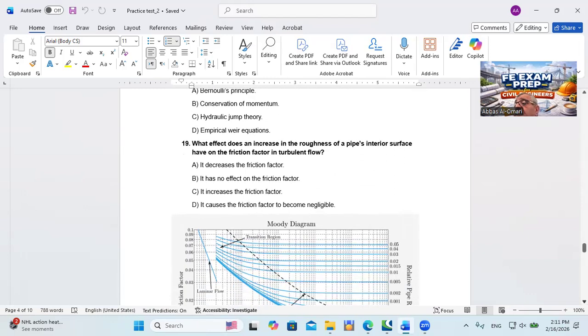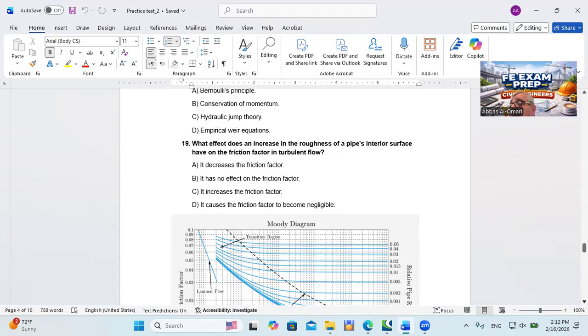Question 19: which effect does an increase in the roughness of a pipe interior surface have on friction factor in turbulent flow? Does it decrease the friction factor? Increasing the roughness of a pipe in turbulent flow does not decrease the friction factor. Does it have no effect on the friction factor? That is also not correct. It increases the friction factor. So the answer is C, and D is also not correct.